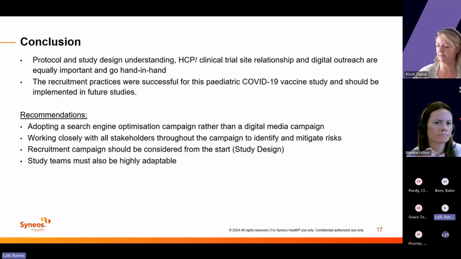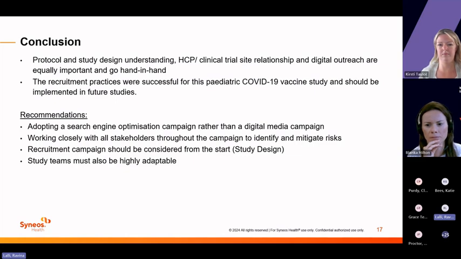Overall, the study was a huge success and determined that protocol and study understanding, clinical trial site relationship and digital outreach were equally important and go hand in hand. The recruitment practices were successful for this pediatric COVID-19 vaccine study and should be implemented in future studies, by adopting the strategy that suits the indication best. For example, for healthy participants receiving a COVID-19 vaccine, the search engine optimization campaign was more successful than the digital media campaign, as well as working closely with stakeholders throughout the campaign, such as working closely with sites via the site-specific recruitment plan.